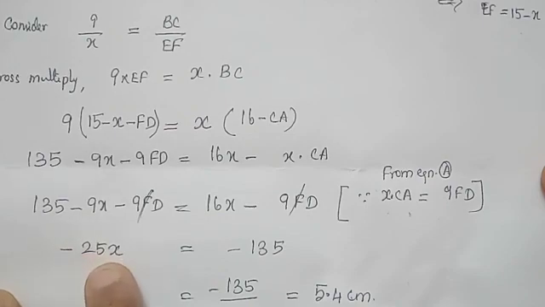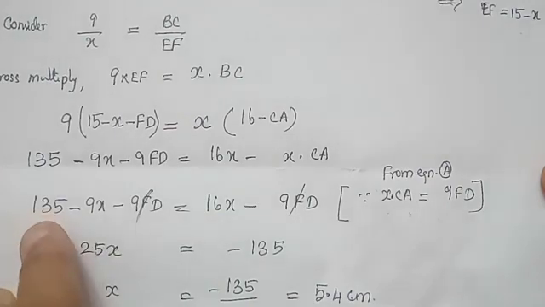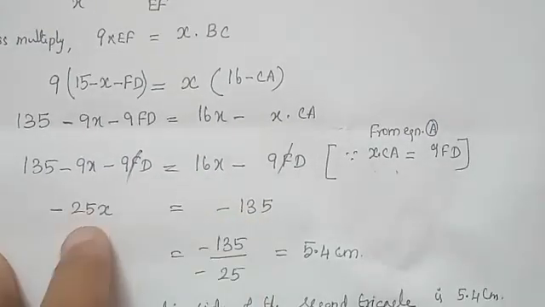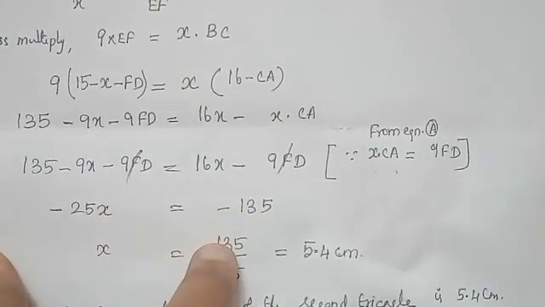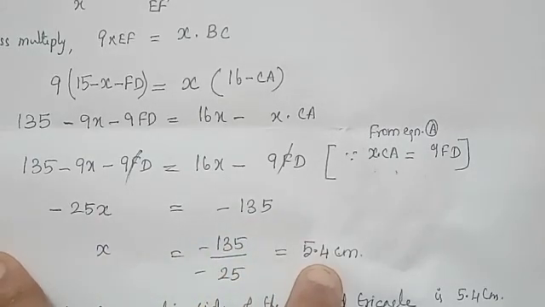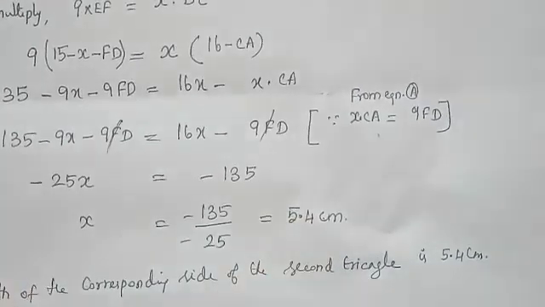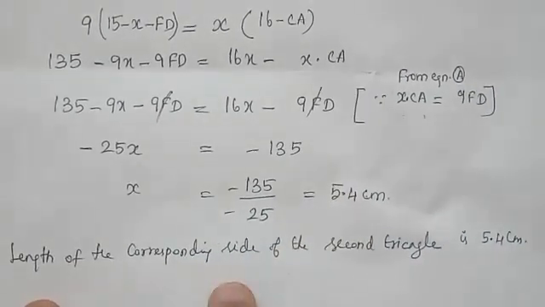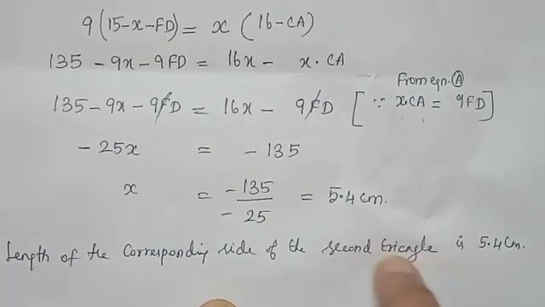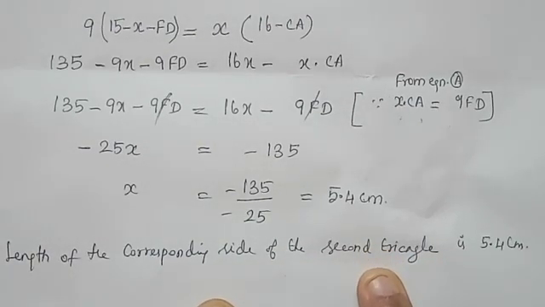You will get minus 25x, and you take 135 to the other side, so minus 135. Then x is equal to minus 135 divided by minus 25, that is equal to 5.4 centimeter. Therefore, we have found the x value as 5.4 centimeter. So the length of the corresponding side of the second triangle is 5.4 centimeter. This is the answer for this question.